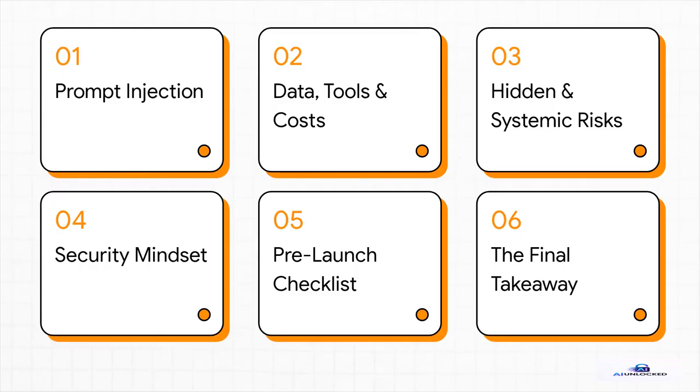Okay, so here's our game plan. First, we're going to dissect the #1 threat out there, prompt injection. Then we'll get into how to protect your data, your tools, and frankly, your wallet. After that, we'll look at some hidden risks, shift our thinking to a security-first mindset, and we'll finish up with a super practical pre-launch checklist. Let's start with the biggest threat of all.